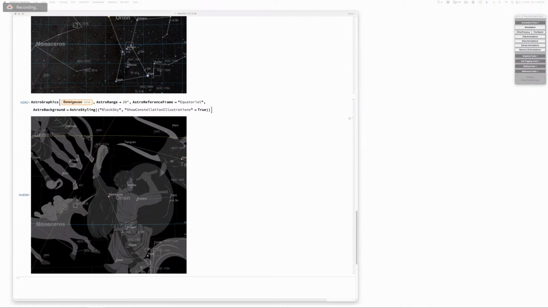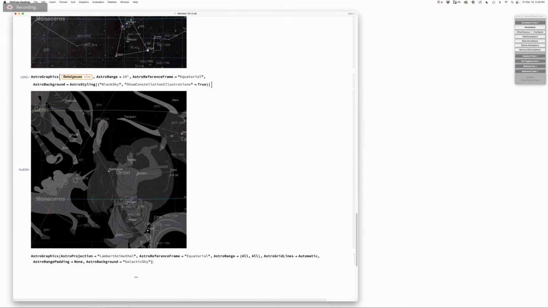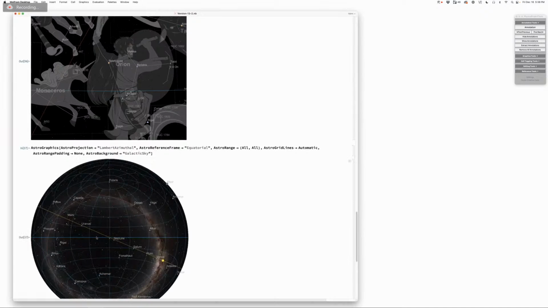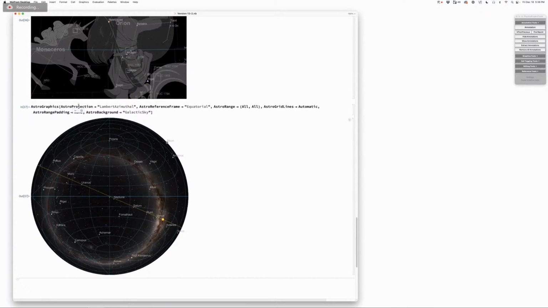But when we render it, we have to say, what projection are we going to use to turn that into something which is flat, that we can just put in a notebook? And so we have the notion of an astral projection, just like we have a geo projection. In fact, the same projections that we can use for geo, we can also use for astro.